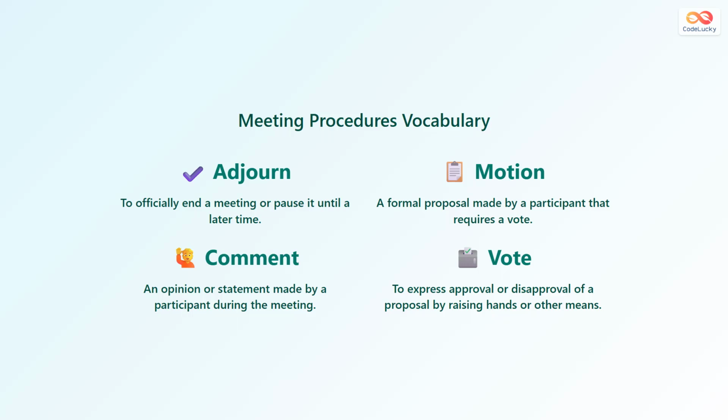To adjourn means to officially end or pause a meeting. A motion is a formal suggestion made during the meeting that people vote on. A comment is a statement or opinion shared by a participant. A vote is when people show if they agree or disagree with a proposal.